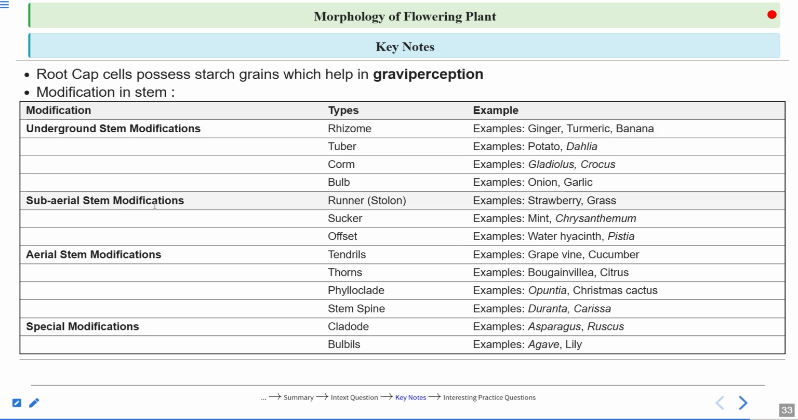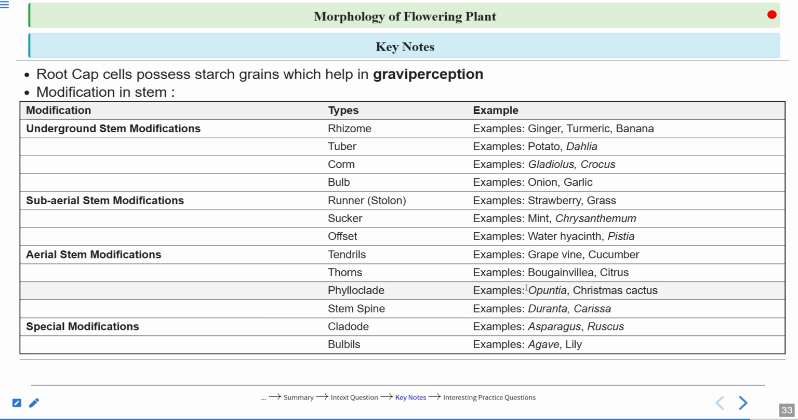Now subaerial stem modification. Stolon: strawberry and grasses. Suckers: mint and chrysanthemum. Offset: water hyacinth and pistia. And we have the aerial stem modifications. Tendrils are a modification of stem: grape vine and cucumber. Thorns: bougainvillea and citrus. Phylloclade.